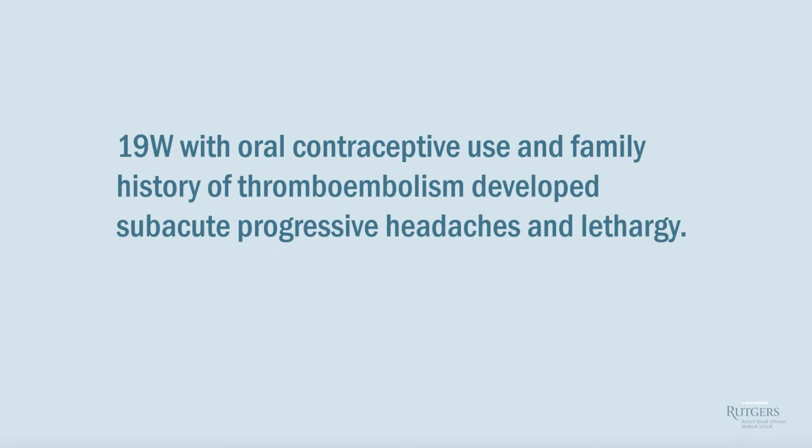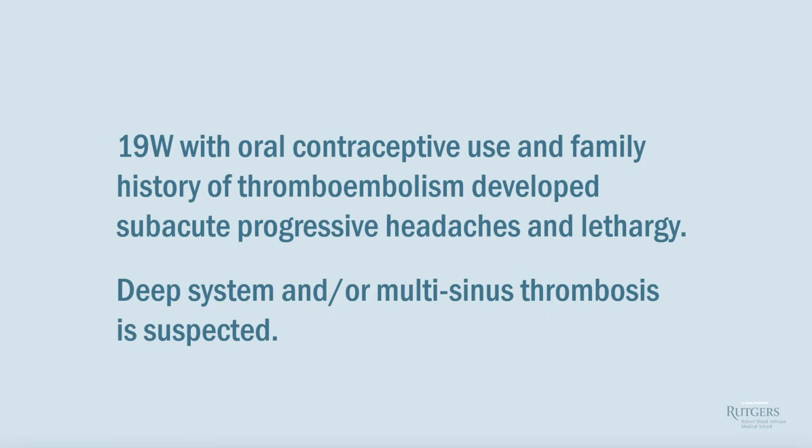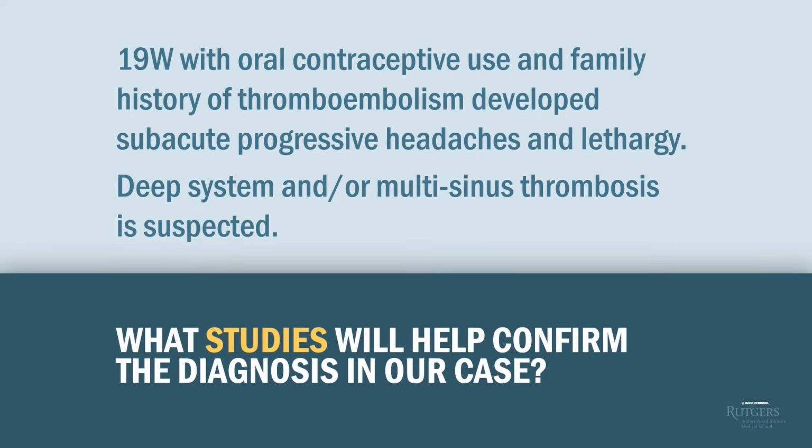Well, that was a long detour, but couldn't be helped. You need to know how to read CTs and MRIs in these patients. But let's get back to our 19-year-old patient who has subacute progressive headaches and lethargy. Remember that deep venous system or multisinus thrombosis is suspected. Who wants to see our patient's imaging? Not so fast. You have to tell me which studies to get first. What studies will confirm the diagnosis in our case?